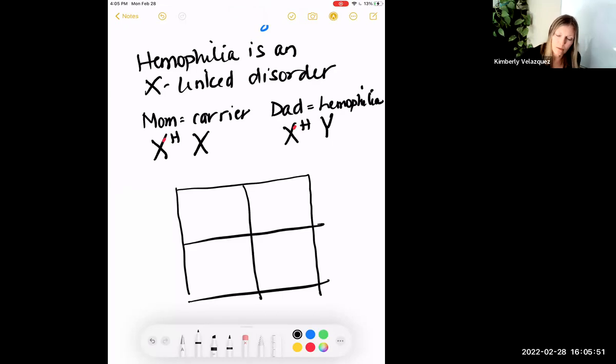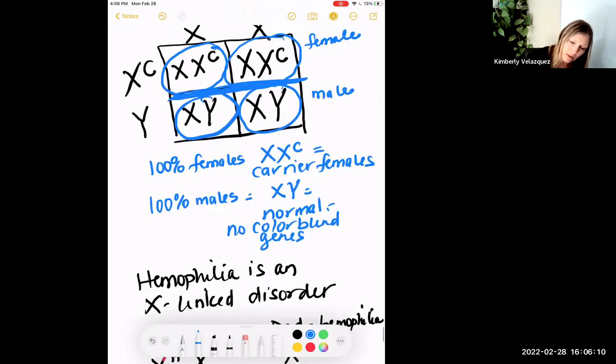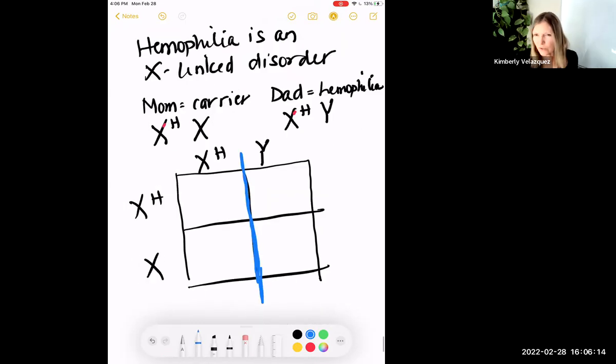I'm going to do dad's up here so you can see how this can look a little different. And we'll do mom's gametes over here. Now what's going to happen is our female offspring are going to be on one side and the males are going to be on the other. So it's going to be divided this way now. Instead of up here, it went this way. It's just to show you that it doesn't matter if you put dad's gametes on the top or on the side. The outcome is the same.